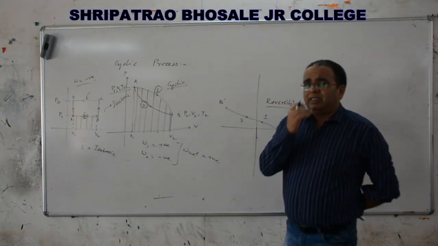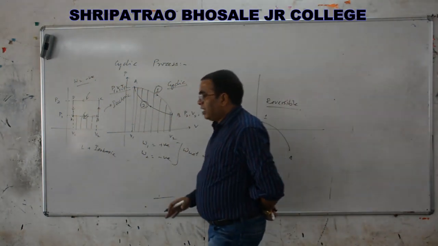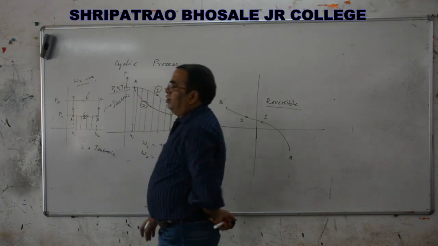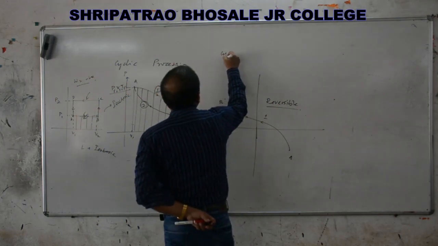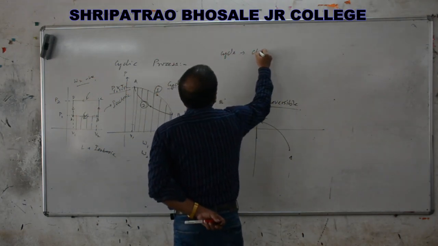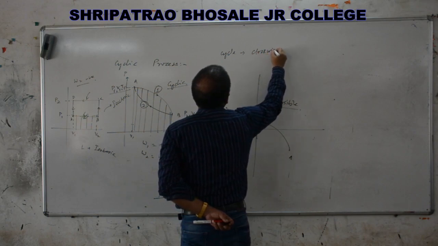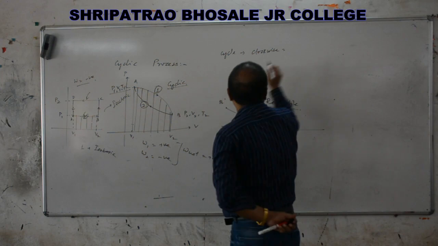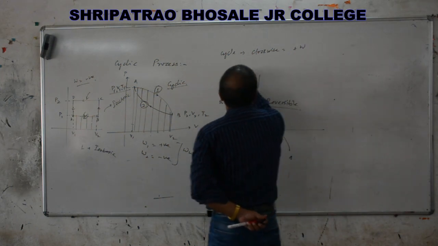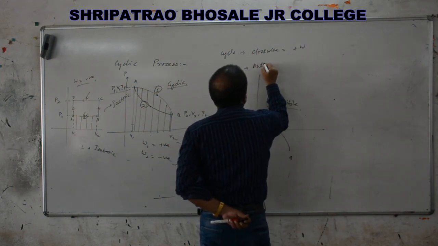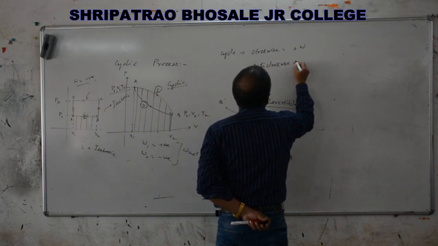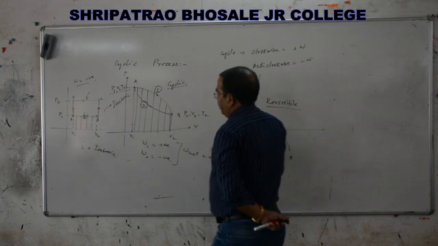We can write down in our short notes that in the cyclic process, if the cycle is clockwise, work done is positive. When the cycle is anti-clockwise, counterclockwise, the work done becomes negative.